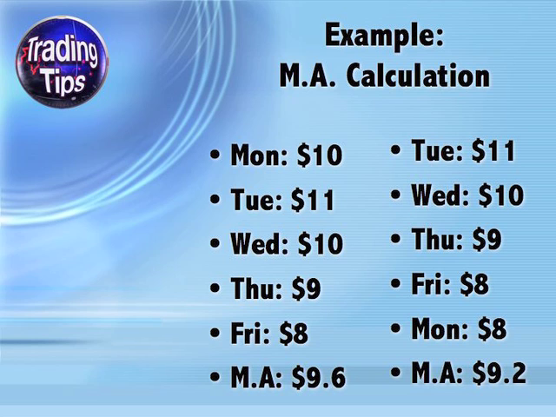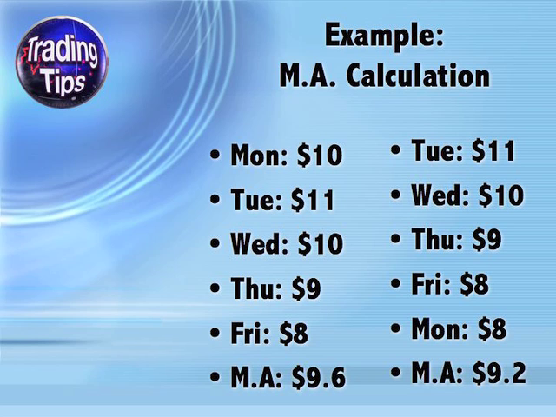Here's an example of a simple moving average calculation. In the left column, we have 5 days' worth of prices, starting on Monday when the stock closed at $10 and working through the week with subsequent closing prices of $11, $10, $9, and $8. The stock's 5-day moving average is thus $9.60, which is the average closing price of those 5 days.